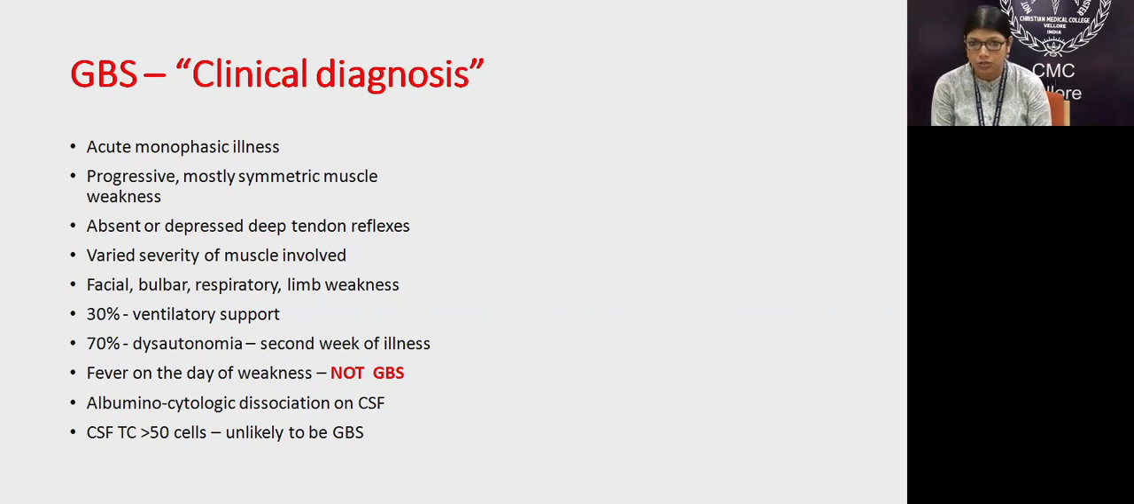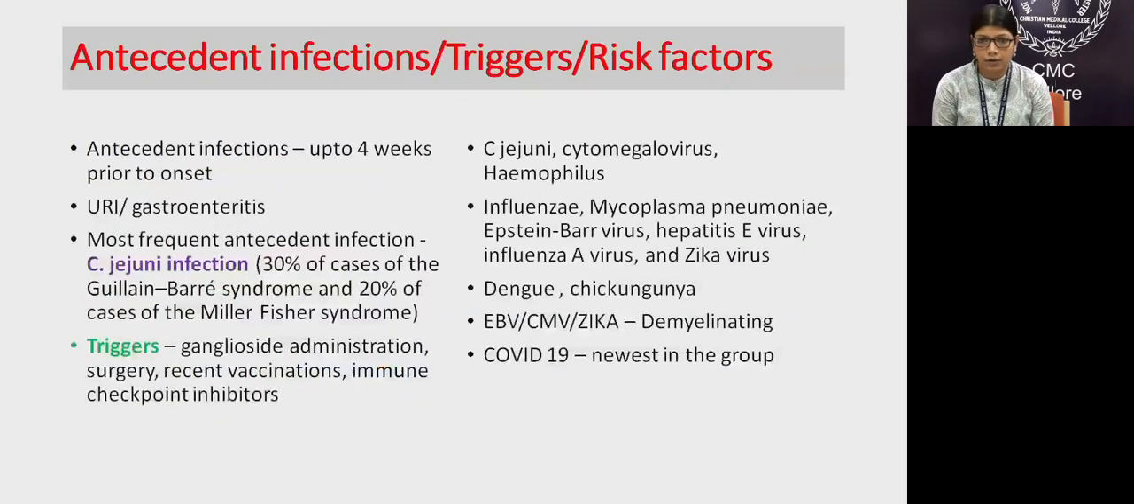Albuminocytologic dissociation is the hallmark of GBS. Having said that, that means the cells have to be less than 5 and the protein should be high. Having said that, up to 50 cells are accepted in the GBS group of disorders. But if the total count of cells is more than 50, then again we have to carefully look for an alternative diagnosis.